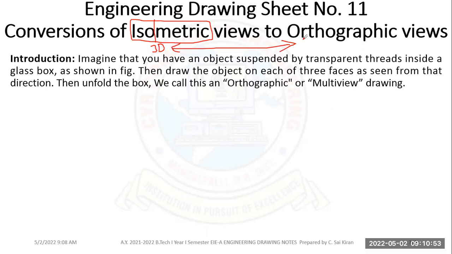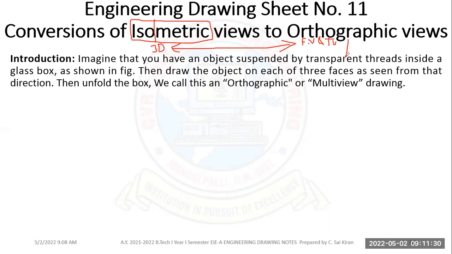If you're converting into 2 views, for the 3D object you have to draw the front view and top view. If the 3D object is very simple and you can understand it easily, then the front view and top view are sufficient to show the 3D object in 2D, because your drawing sheet is 2D. So if the object is a simple object, you can show it as the front view and top view.